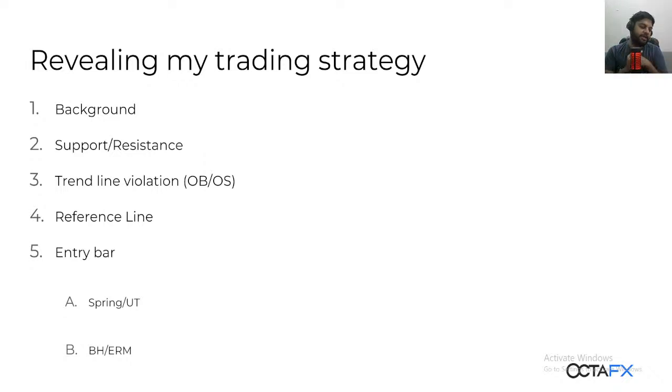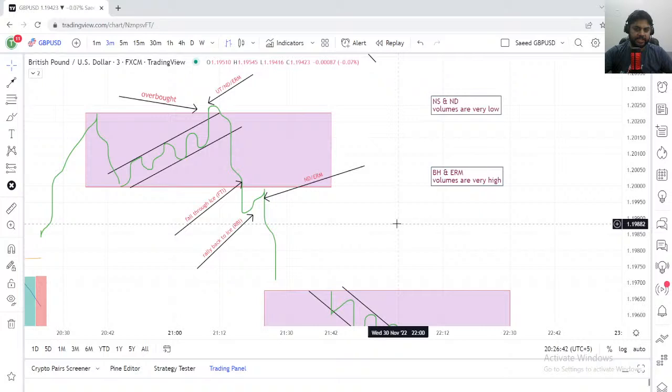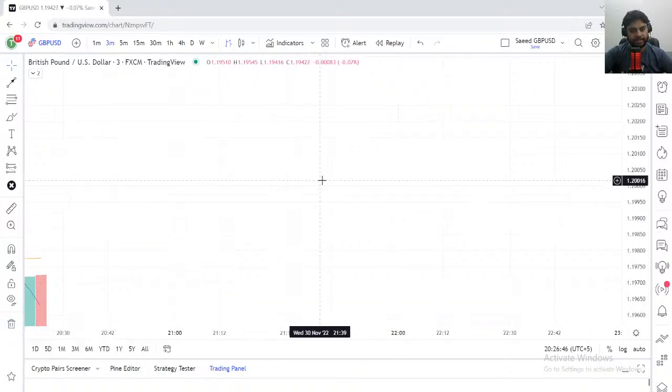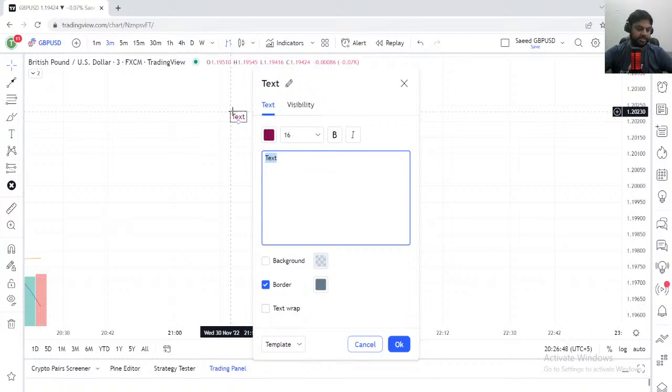So this is my amazing strategy. Actually, it's not amazing because I am saying so. It's amazing because it is working. It works. If you want to make a ton of money, just follow this strategy. Let me now explain this strategy. I will remove everything over here and I will put my strategy over here.